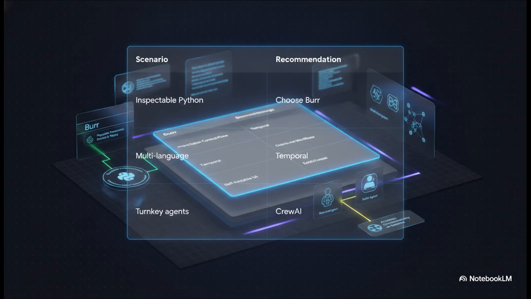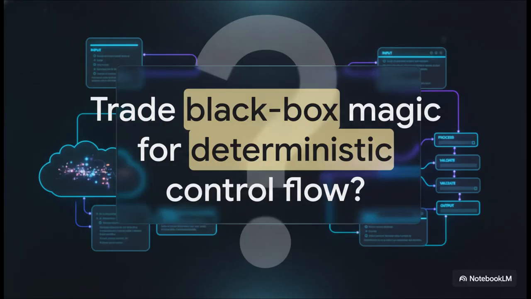On the flip side, you should look elsewhere if your primary requirement is multi-language, distributed workflow durability, go to Temporal for that. If you want mature, access-controlled observability as a service tightly coupled to your orchestration, LangGraph is your tool. And if you just want turnkey, role-based agent abstractions with minimal setup, look at CrewAI. At the end of the day, building truly reliable AI applications means confronting the chaotic nature of language models with the rigid discipline of classical software engineering. So the real question you have to ask yourself and your entire engineering organization is this. Are you ready to finally trade the allure of black box magic for deterministic, inspectable Python control flow?